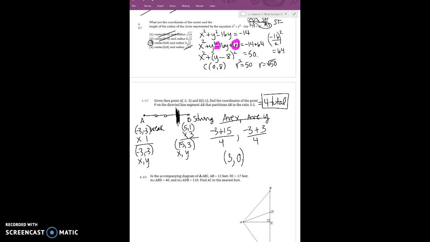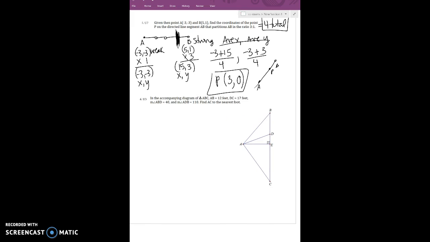If you were to graph this, you would see that you would have point A and point B, and this point P would be closer to B, and it would be on the line. If it's not on the line, then you didn't find the right partition point. Alright? This last guy here.